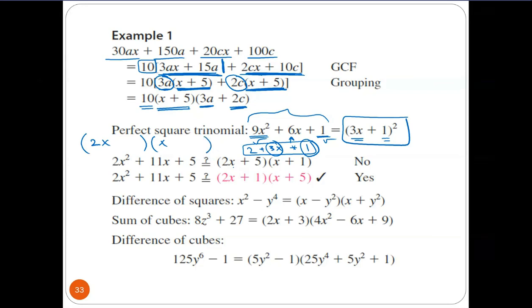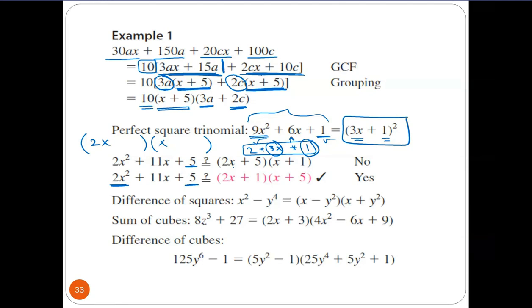Why? Because multiplying 2x with x gives 2x squared. Now, we need to search for two numbers whose product equals 5. We have 5 and 1, or negative 5 with negative 1. So, we try now.